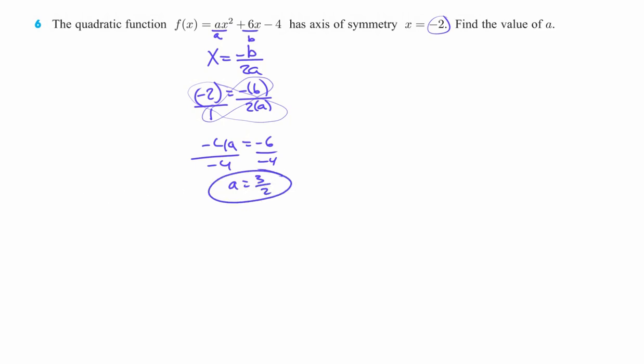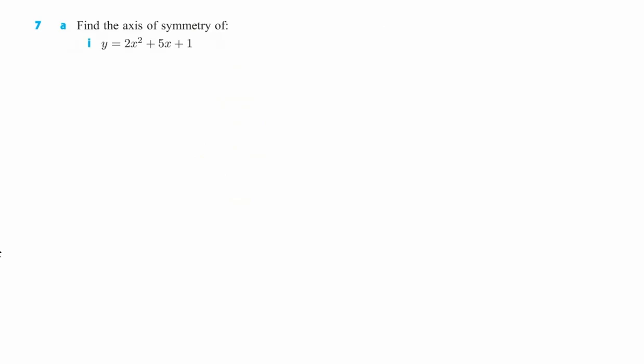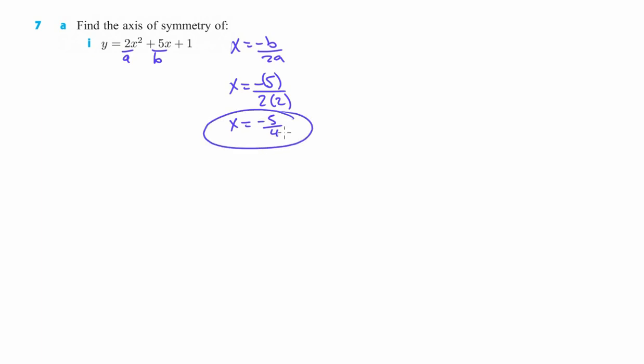Okay? Okay, one more to take a look at here, and that's number 7. Find the axis of symmetry of this here. A is 2, b is 5, c is 1, x equals negative b over 2a. So we got x equals negative 5 over 2 times a, which is 2. So x is simply going to be negative 5 fourths is the axis of symmetry for that one.